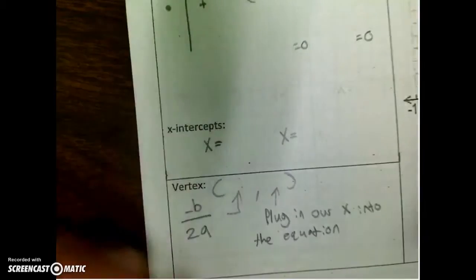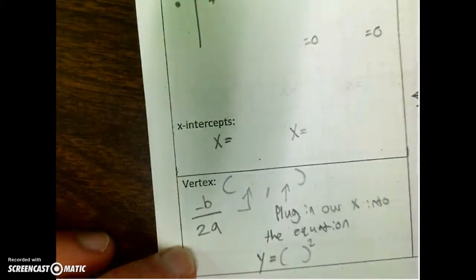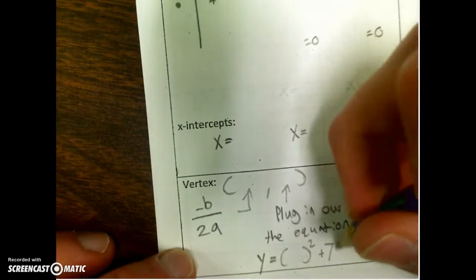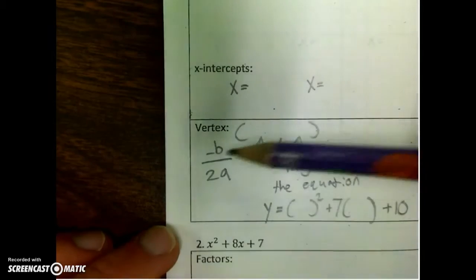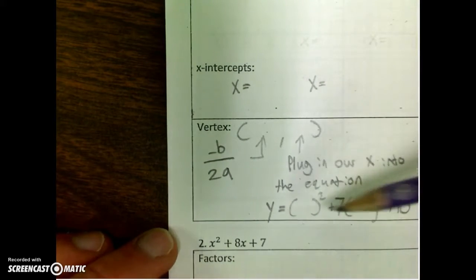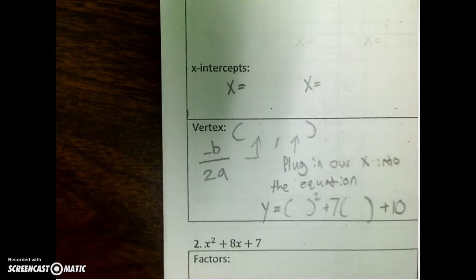So in this particular case, it's x squared plus 7x plus 10. Our y-coordinate is going to equal whatever our x was, squared, plus 7, but instead of an x, whatever our x was, and then plus 10. So if you do negative b over 2a to find this value, then you plug that value into both of these spots and evaluate it, it'll tell you what your y-coordinate is.